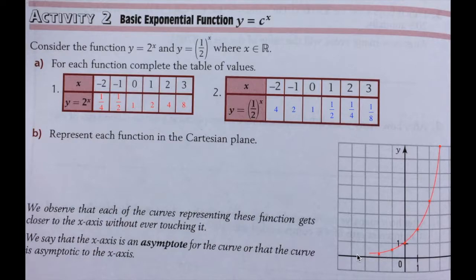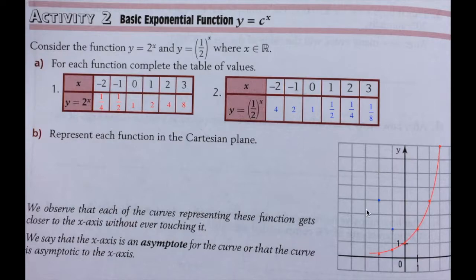All right? Notice it gets closer and closer to the x-axis, but never touches. We'll discuss that in a second. All right, the next one. When x is -2, the y value is 4. So when x is -2, the y value is 4 right there. When x is -1, the y value is 2 right here.